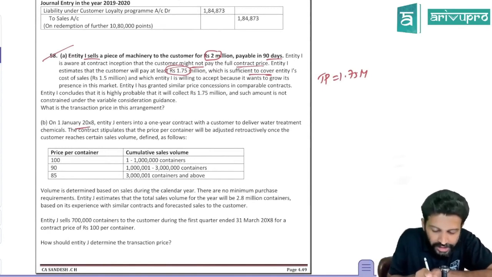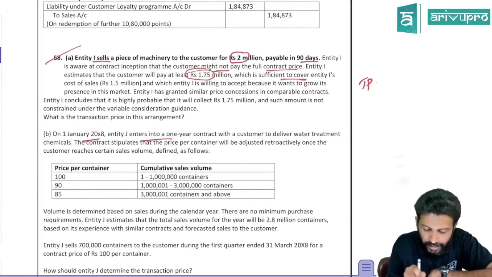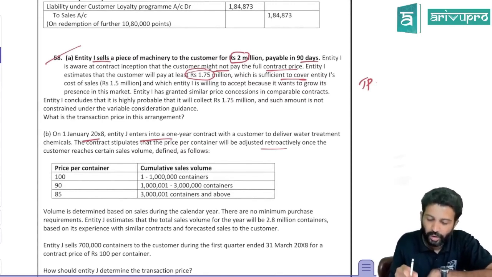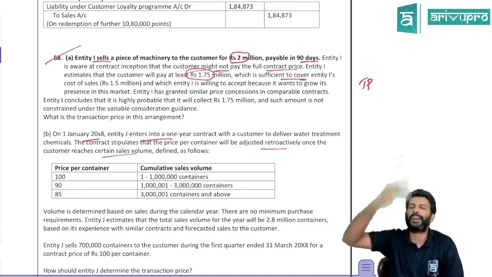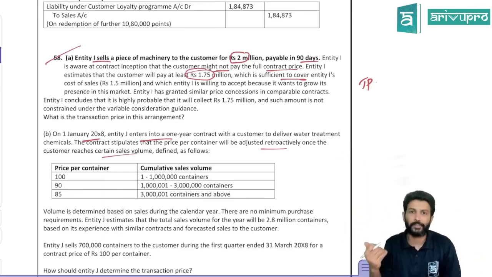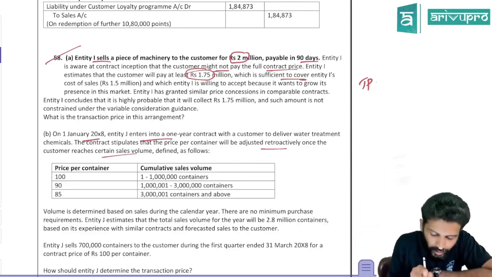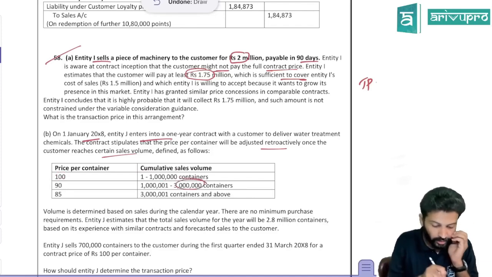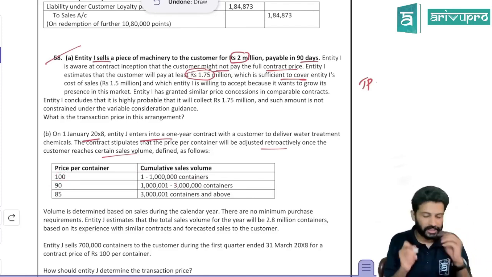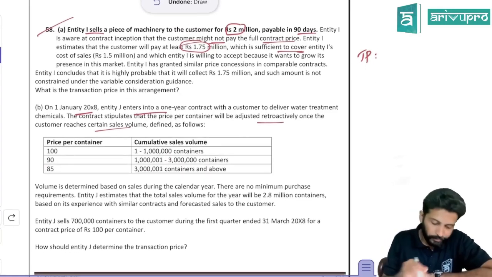Second case: Entity J enters into a 1-year contract with a customer to deliver water treatment chemicals. The contract stipulates that the price per container will be adjusted retroactively once the customer reaches a certain volume. So you will charge the price based on the volume he purchases. If he buys more volume, we will charge less. If he buys 1 to 10 lakh containers, the price will be 100. If he buys between 10 lakh 1 and 30 lakh containers, for all the containers we'll charge 90. If he buys more than 30 lakh containers, for all the containers we'll only charge 85.